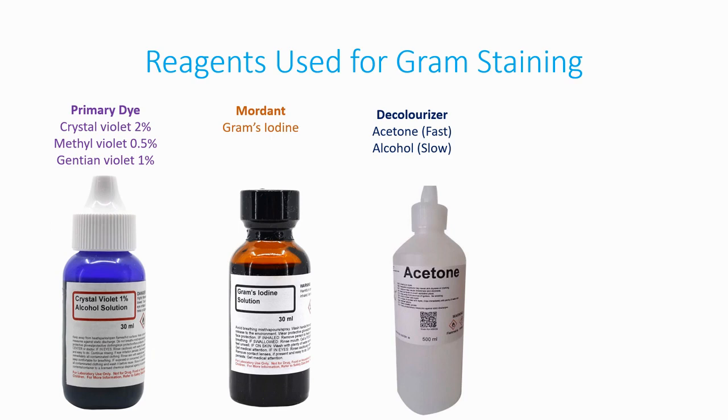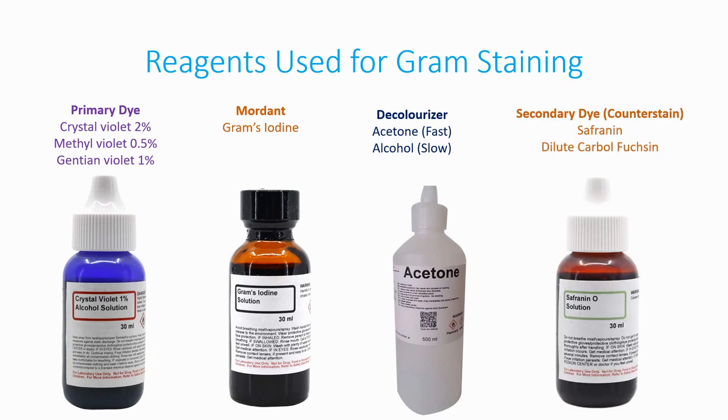Decolorizing agent, that can be either acetone or alcohol. Acetone is a fast decolorizer and should be used only for 2 to 3 seconds, and alcohol takes up to 1 minute to decolorize. If we expose the bacteria for a longer duration with a decolorizing agent than recommended, even gram-positive bacteria will get decolorized. Secondary dye, also known as counter stain, that can be either safranin or dilute carbol fuchsin.